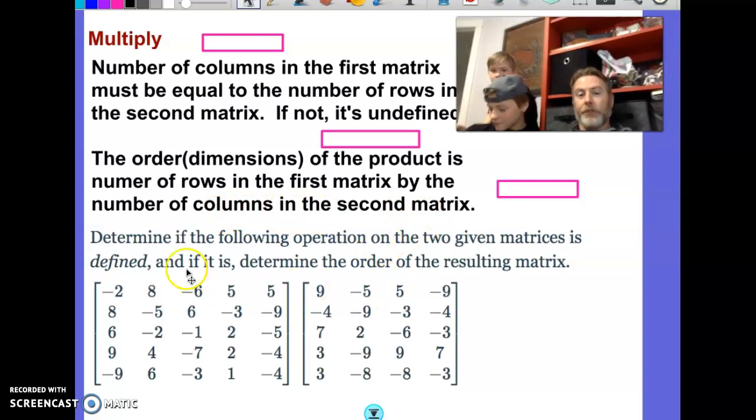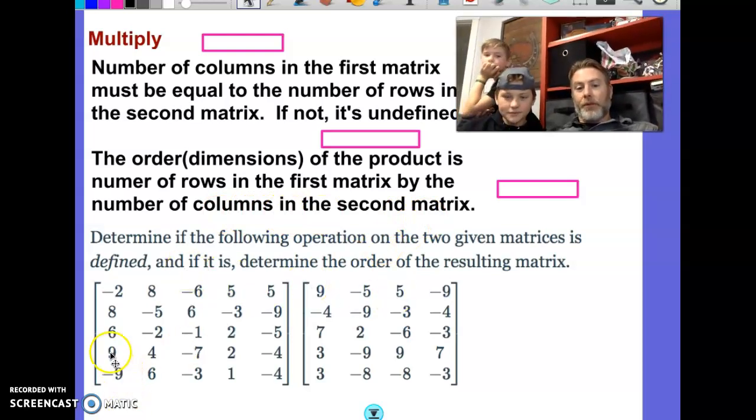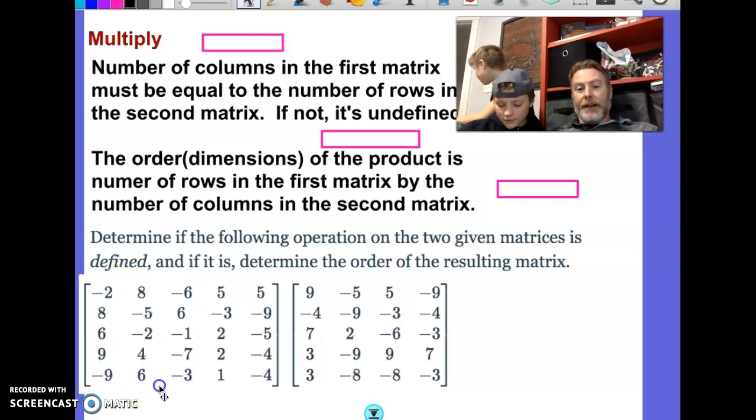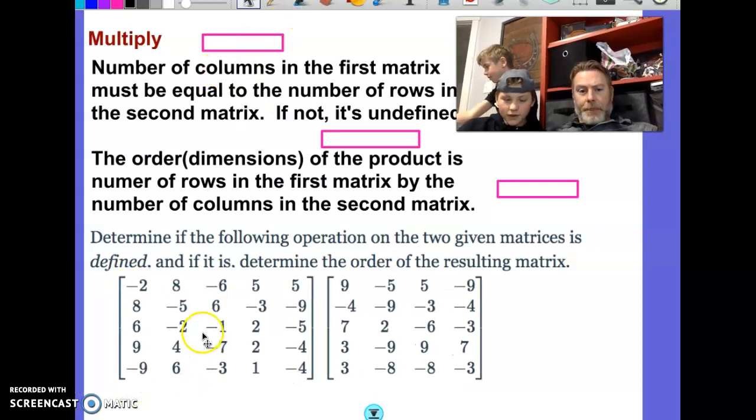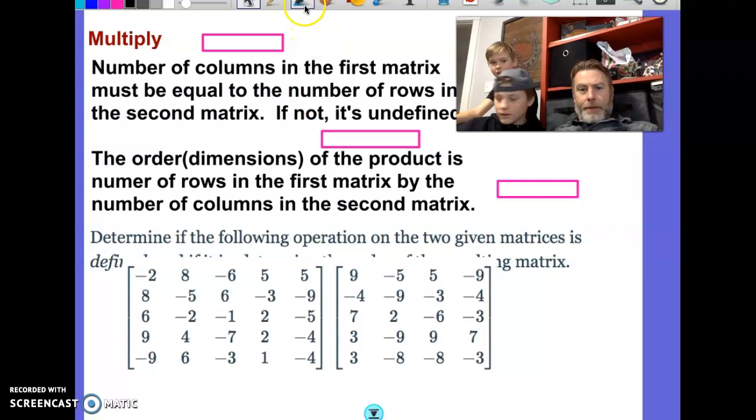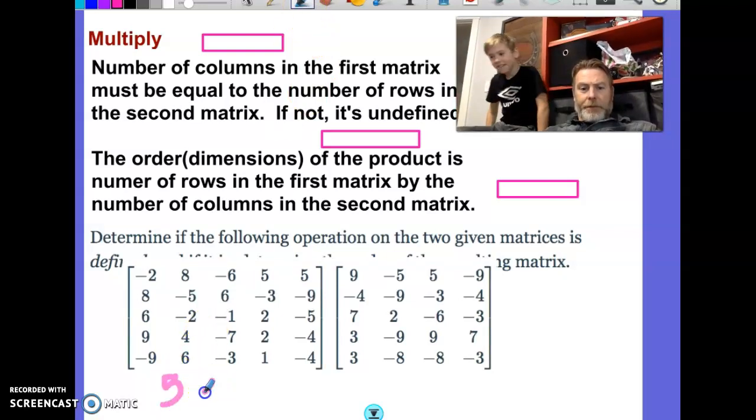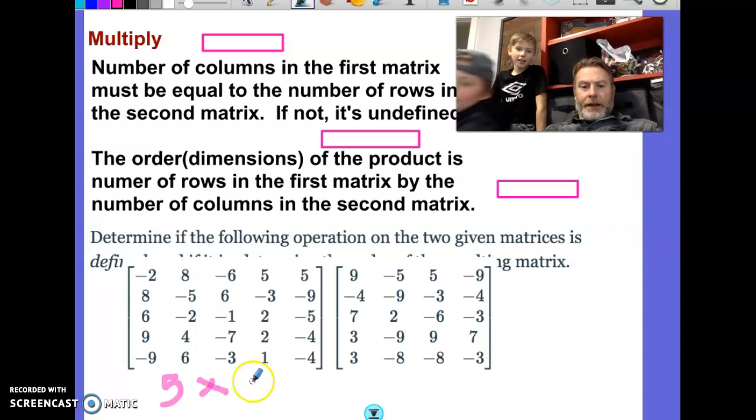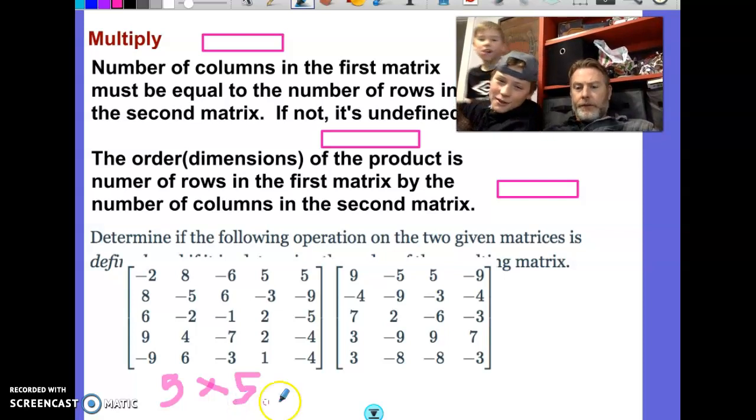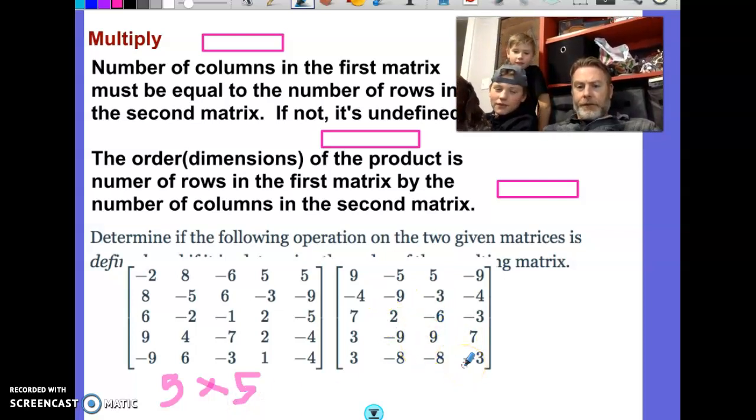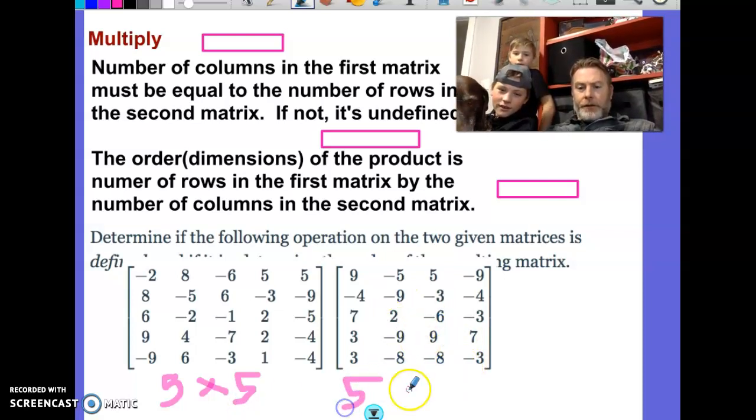So check this out. First, we got to see if it's defined. So we're going to do that same thing. 1, 2, 3, 4, 5. This is a 5 by what? You guys, let's write it down. 5 by 5. What's the order of the second one, you guys? What's the order of this one? 5 by 4.